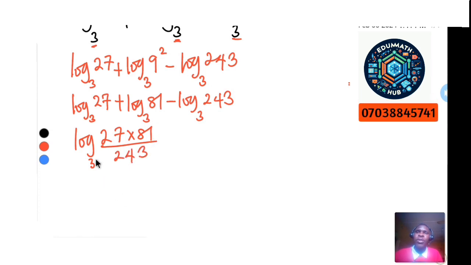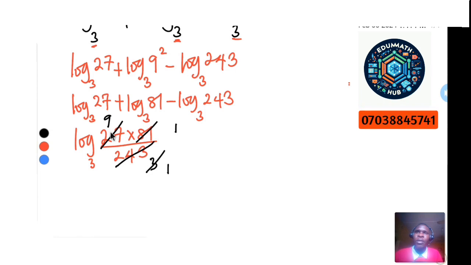So if you do this division, you can cut it with 81. So 81 in 81 will give you 1. 81 in 243 will give you 3. Then 3 in 3 is 1. 3 in 27 will give you 9. So at the end of the day, you have log to base 3 of 9.